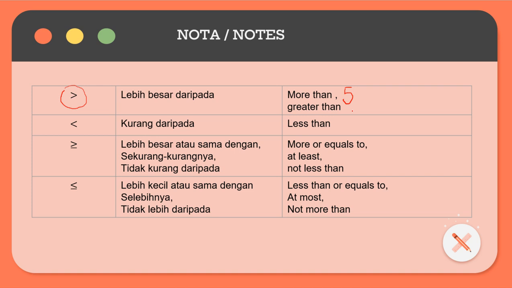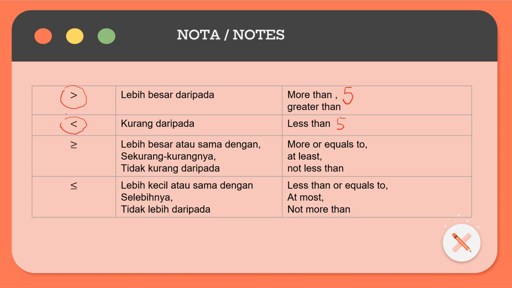Okay, and then for the second notation we have less than. So let's say you have less than 5. That means you are looking for the number less than that. So that's why the symbol you have like this.